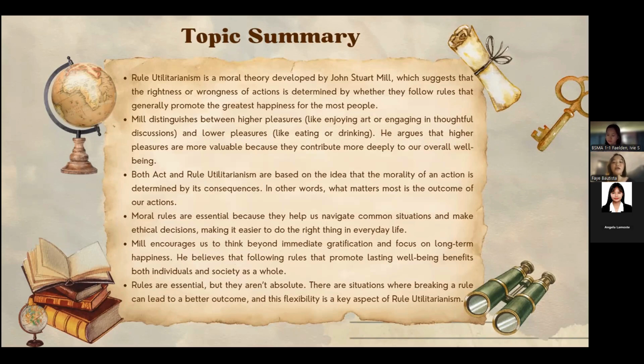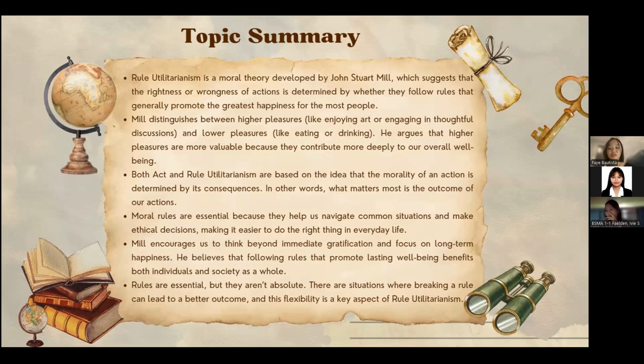Third, both act and rule utilitarianism are based on the idea that the morality of an action is determined by its consequences. In other words, what matters most is the outcome of our action. Fourth, moral rules are essential because they help us navigate common situations and make ethical decisions, making it easier to do the right thing in everyday life. Fifth, Mill encourages us to think beyond immediate gratification and focus on long-term happiness. He believes that following rules that promote lasting well-being benefits both the individual and society as a whole.